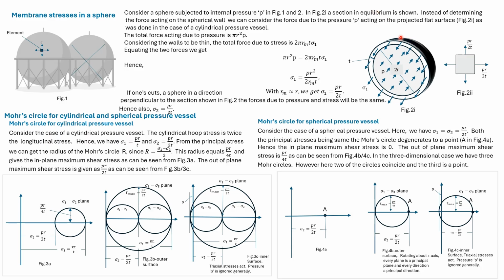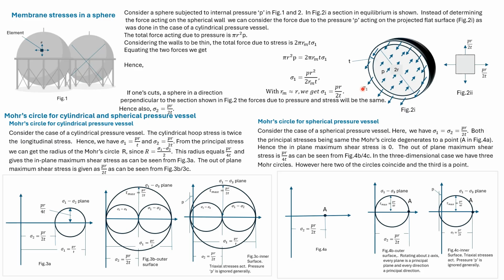Pressure will be acting on the walls of the hemisphere. Let us consider this projected flat surface. We consider that pressure P is acting on it. The area of the projected surface is pi r squared, where r is the inner radius. So the total force will be pi r squared P. Now the total area of this ring-shaped surface is 2 pi rm into T, where rm is the mean radius of the sphere. So the force due to stress sigma 1 is 2 pi rm T into sigma 1.